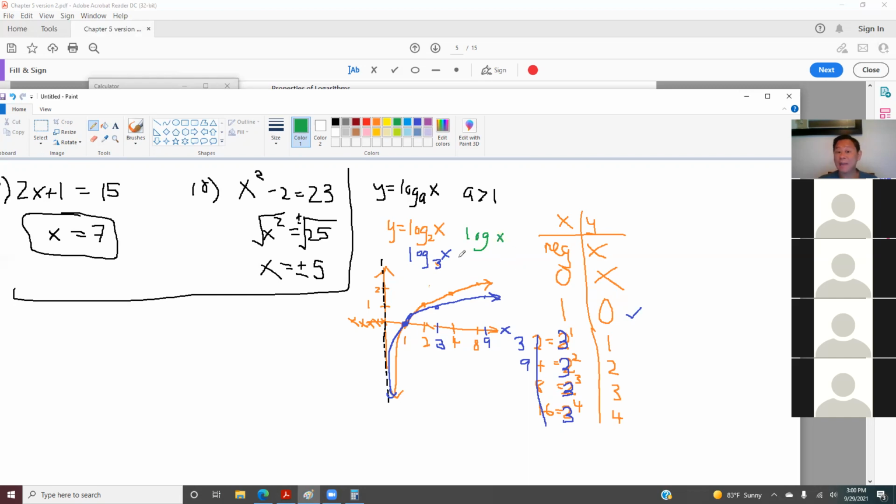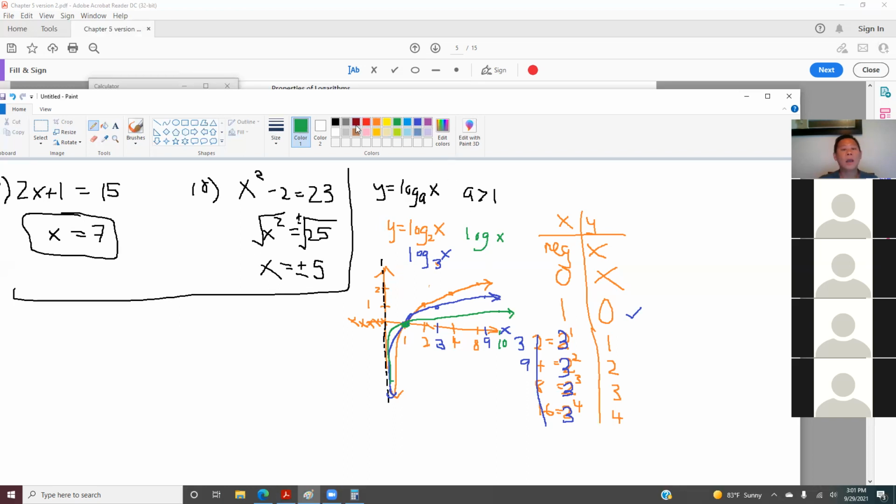So if I want you to draw log x, that means the base is 10. So it's still going to be 1, 0. But now the next one is going to be 10, and you get 1. So this graph, which is very close to your x-axis here, is your log x.